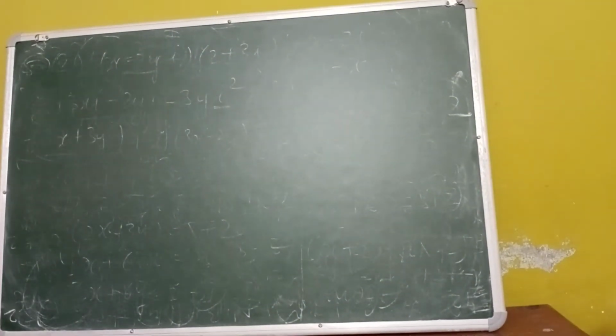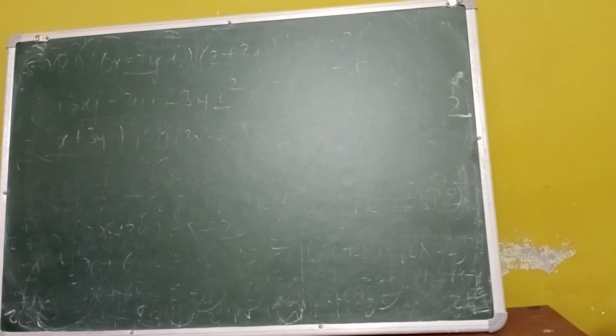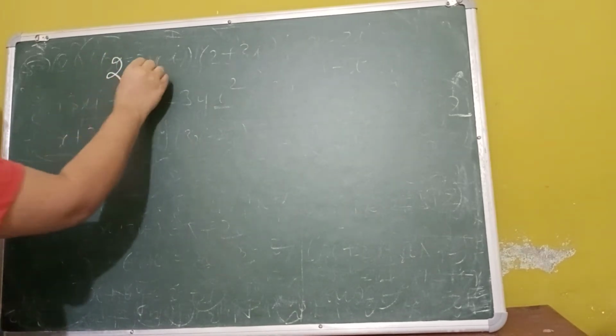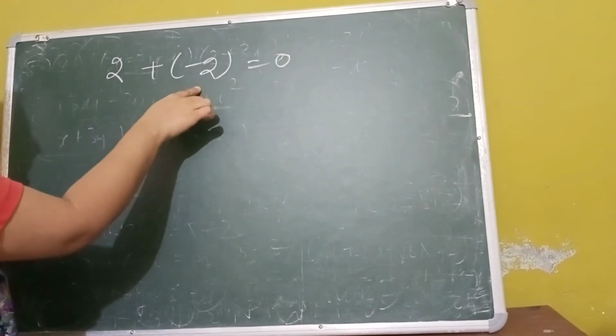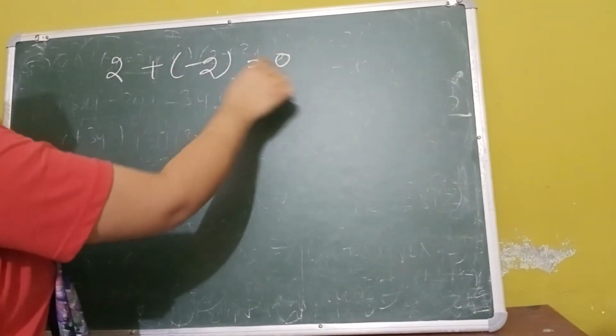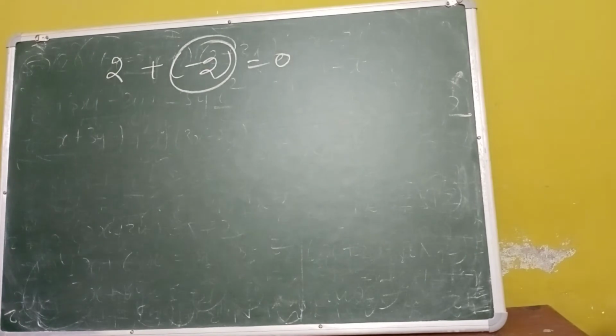From our smaller classes, we have been studying what the additive inverse is. If I ask about 2, the additive inverse of 2 will be minus 2, because after adding minus 2 to 2 we get 0. So this minus 2 is known as the additive inverse.